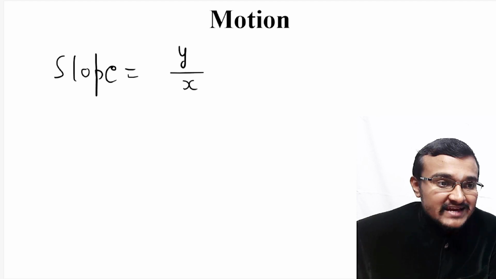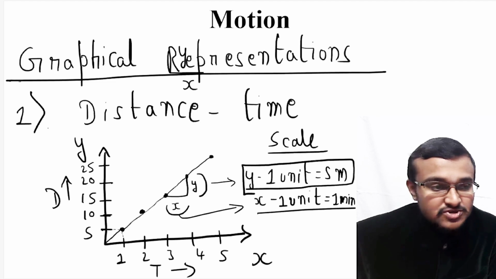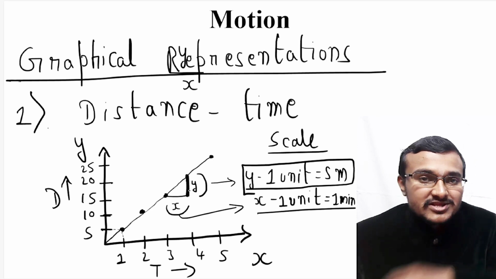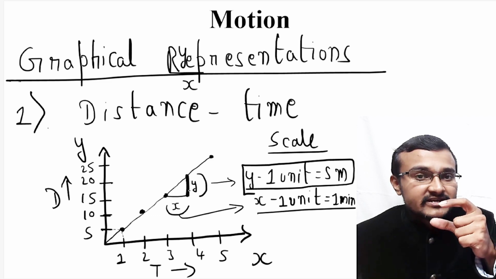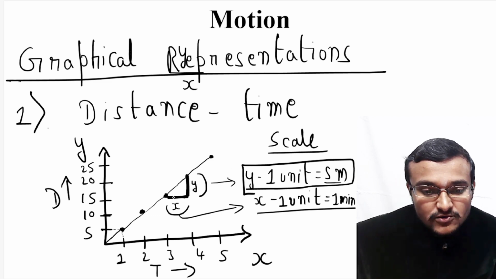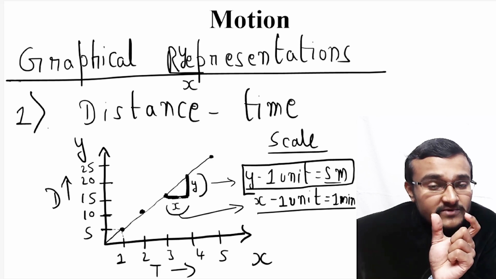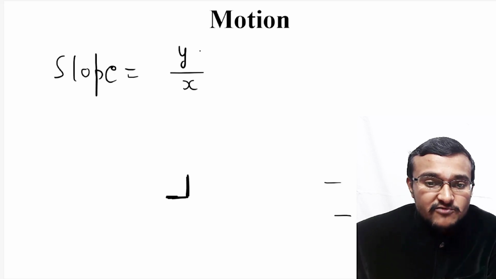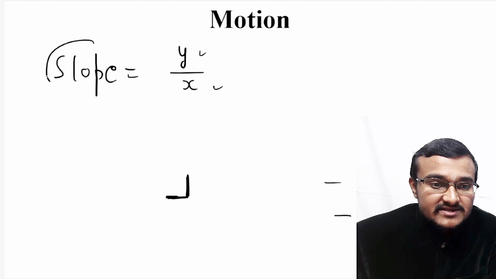So y is actually this particular distance. Here you can see in this graph, this particular distance is y. With this you should see on the graph how many units it is covering, and you should multiply that with 5 meter. And here this is the x value, where you have to take this particular unit on the x-axis and multiply that with 1 minute. So you'll get the values for y and x. When you do y divided by x, you will get the slope.